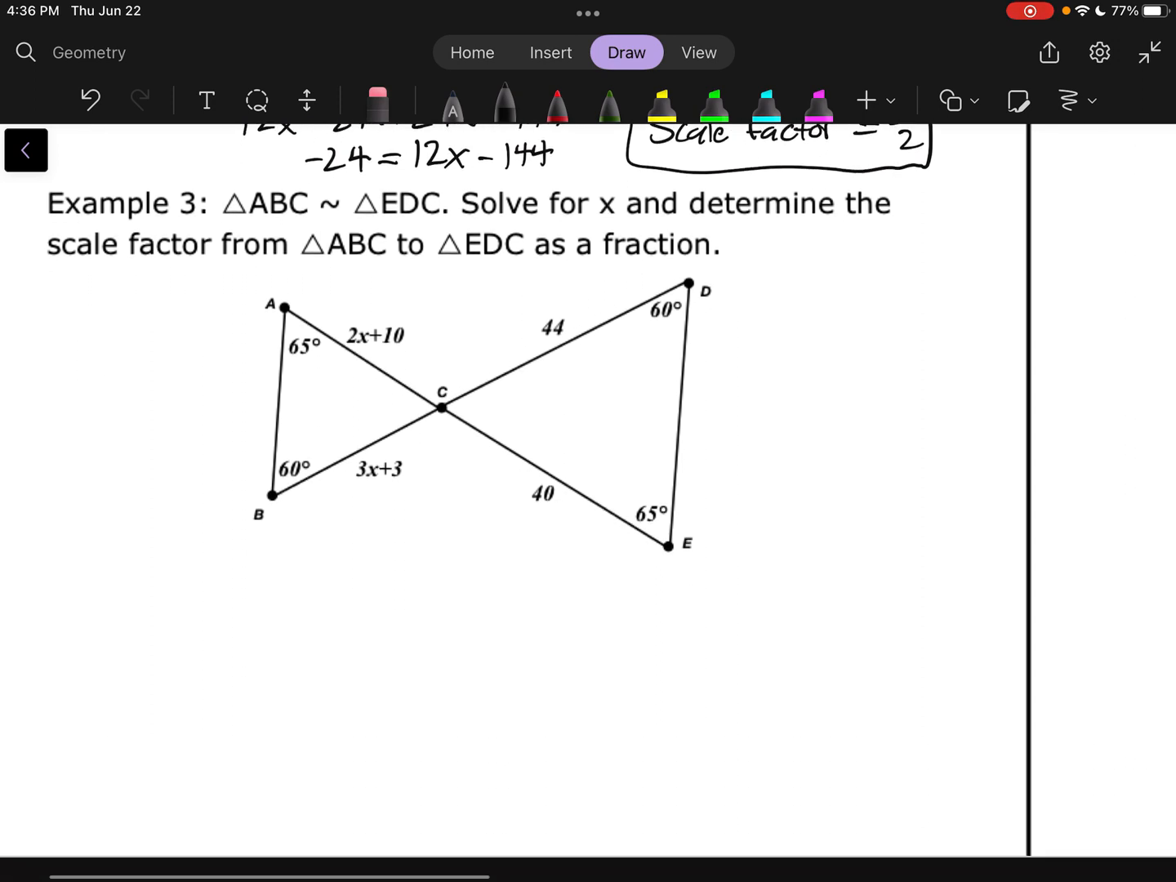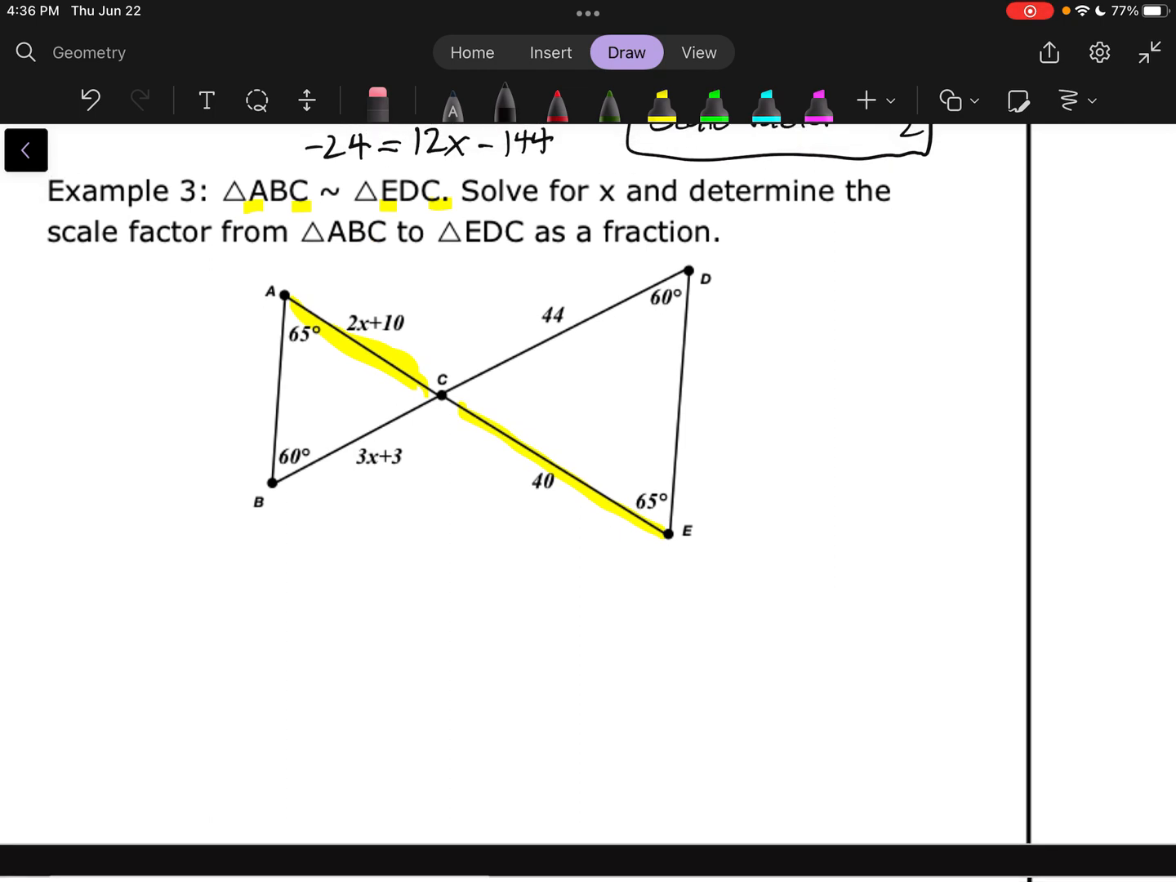We got triangle ABC similar to triangle EDC. Solve for x, determine the scale factor. Okay, so let's find an x here. There's an x on side AC. That's my first and last letters. So that should correspond to first and last letters EC. So let me make a ratio out of that. 2x plus 10 over 40. Using my yellow corresponding sides.